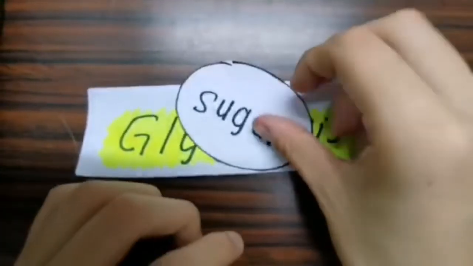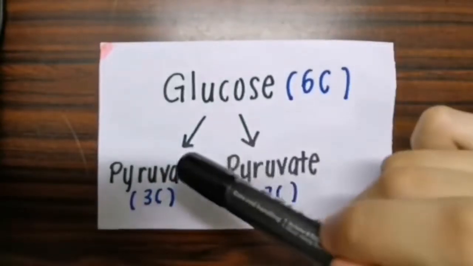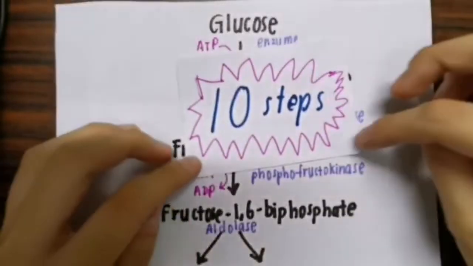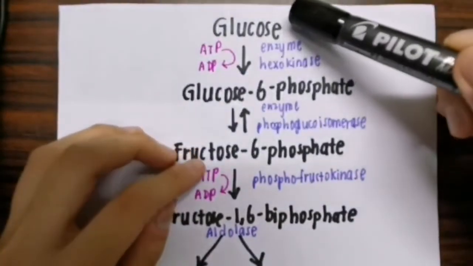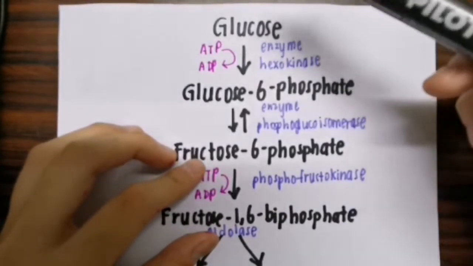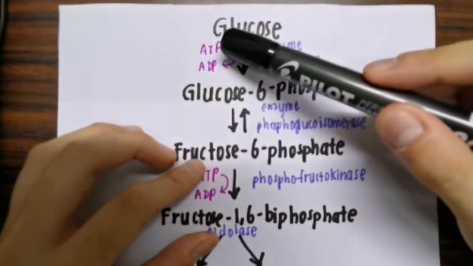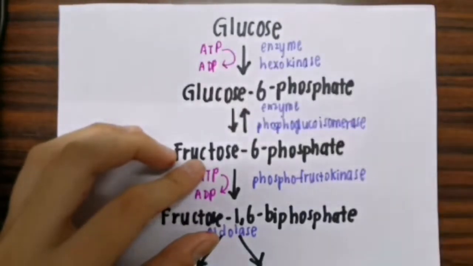Glycolysis means splitting of sugar. Glucose, which has 6 carbons, is split into 2 molecules of pyruvate. There are 10 steps of glycolysis. Step 1 is the enzyme hexokinase adds a phosphate group to glucose. In the process, the phosphate group from ATP is transferred to glucose, producing glucose 6-phosphate.